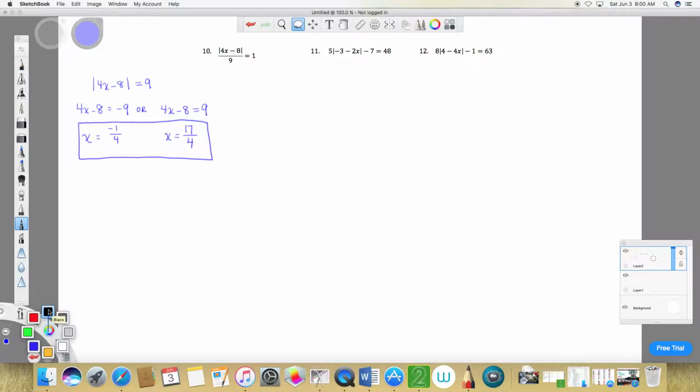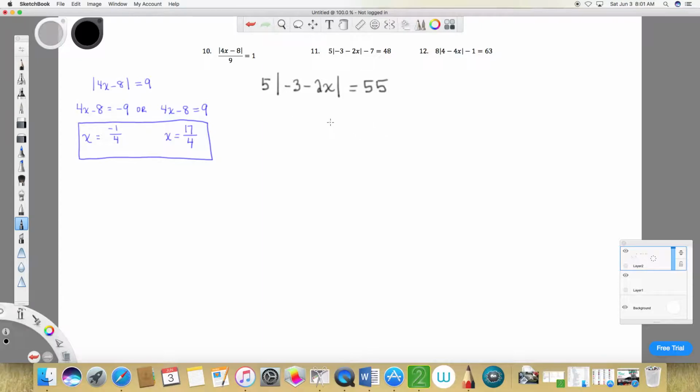All right, let's look at this next one. We have on the left-hand side two terms. The first term contains the absolute value. That's what we're trying to get by itself. So we're going to start out adding 7 to both sides of this equation. So we have 5 times this absolute value is equal to 48 plus 7, I think, is 55.